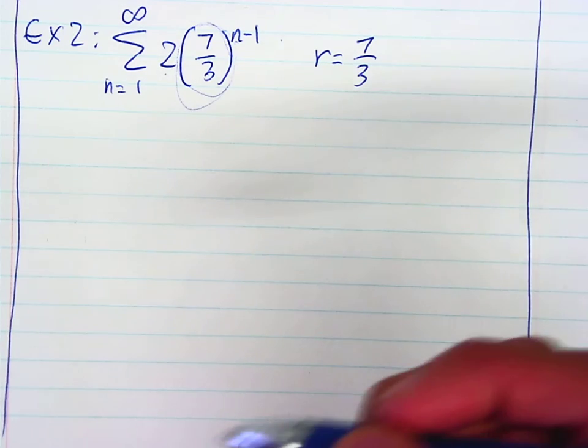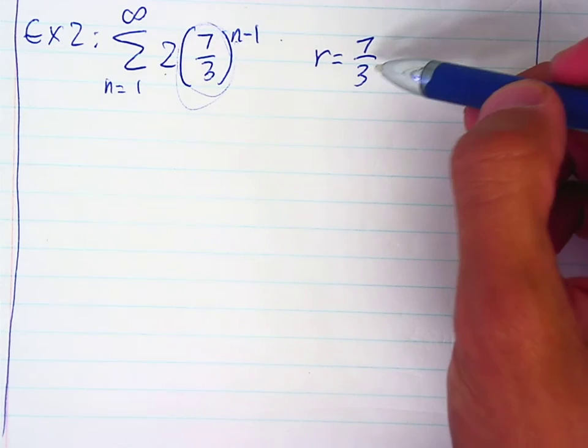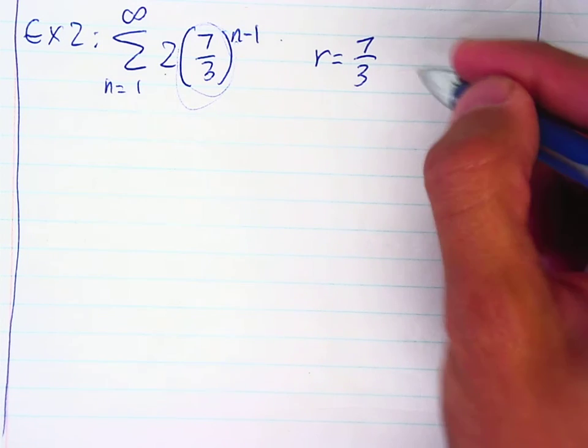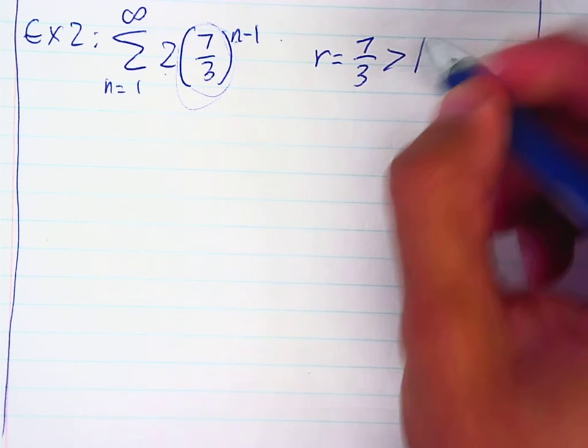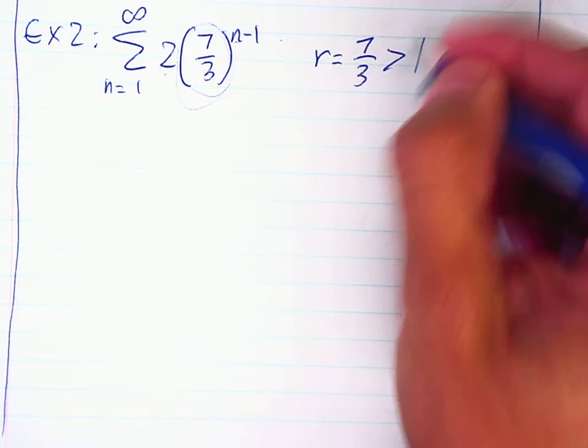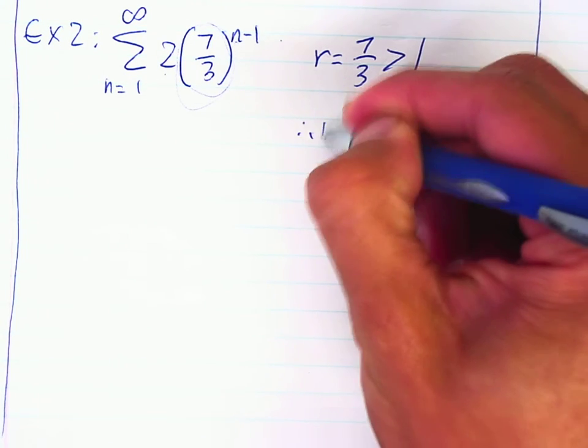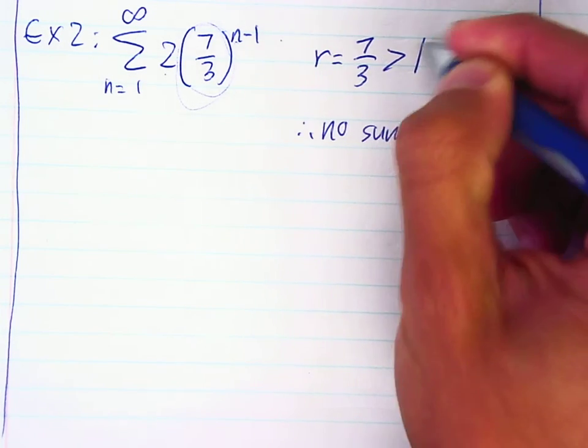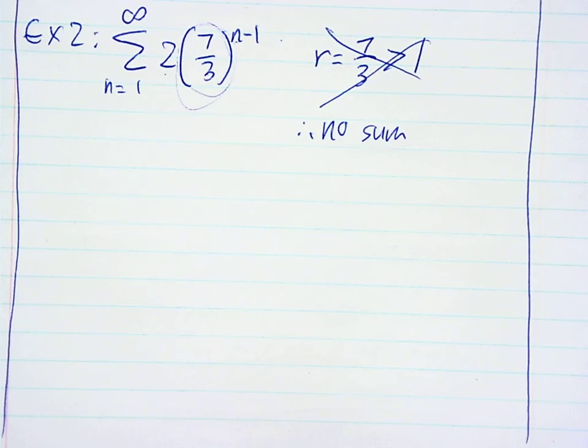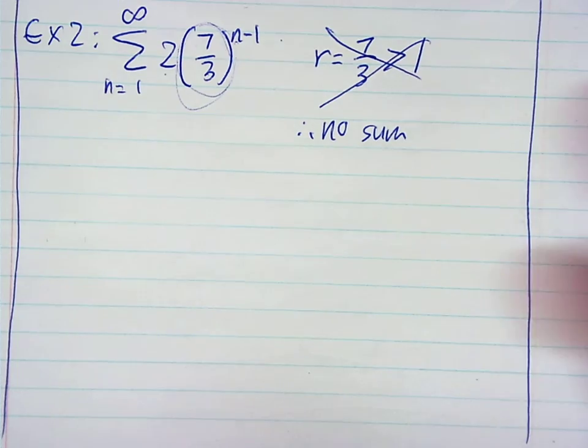And if I look at 7/3, that's actually greater than 1. So 7/3 is greater than 1, therefore there's going to be no sum. Okay? So that will not work, and there's no sum, so we can't do that. Okay?